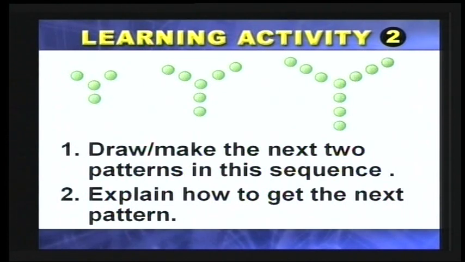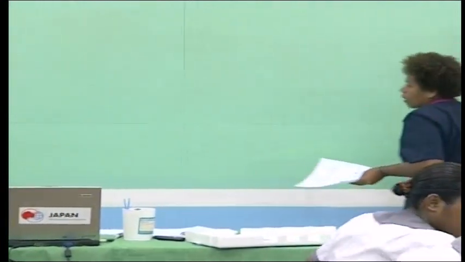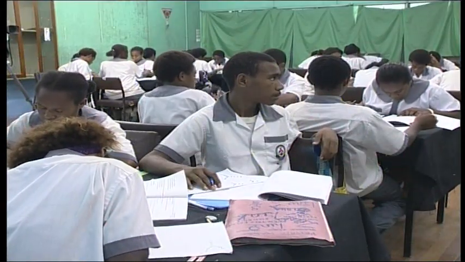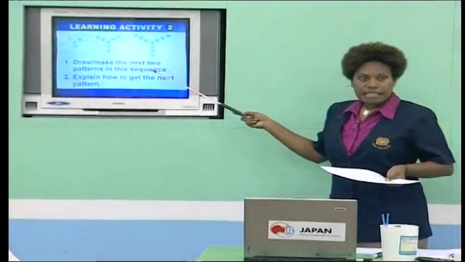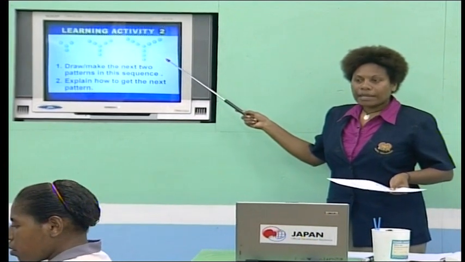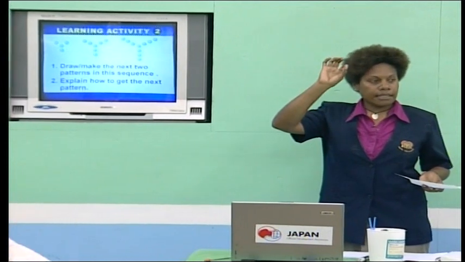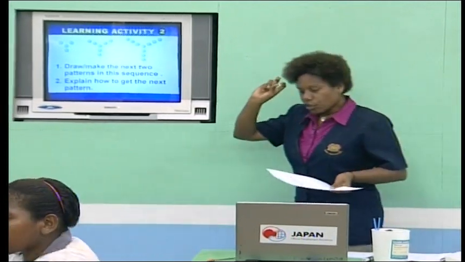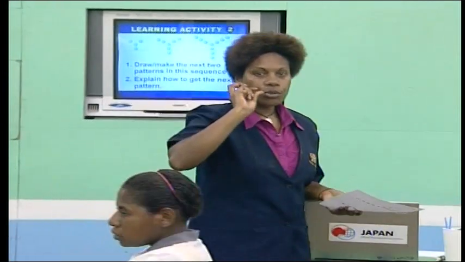Okay, have we finished, 7Es and receiving students? All right, let's just go through. You were to draw the next two patterns in this sequence here. So what would be the next two patterns? Can anyone show the class what they drew?